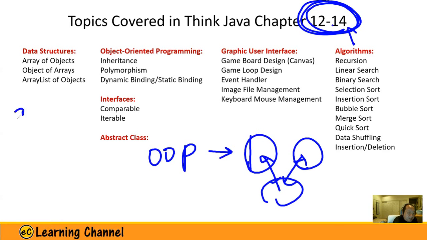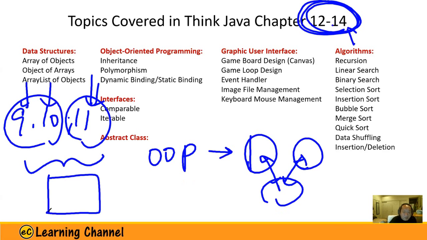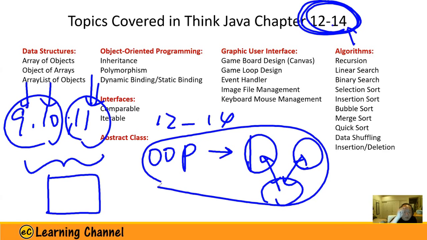And chapters 9, 10, 11 cover mutable and immutable objects, and also the design of a class. These three chapters talk about the design of a single class. And now chapters 12 to 14 pretty much explore the class-to-class relationship.